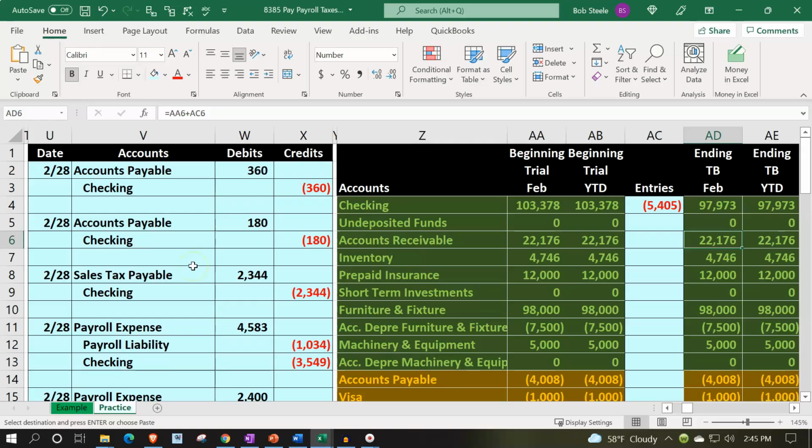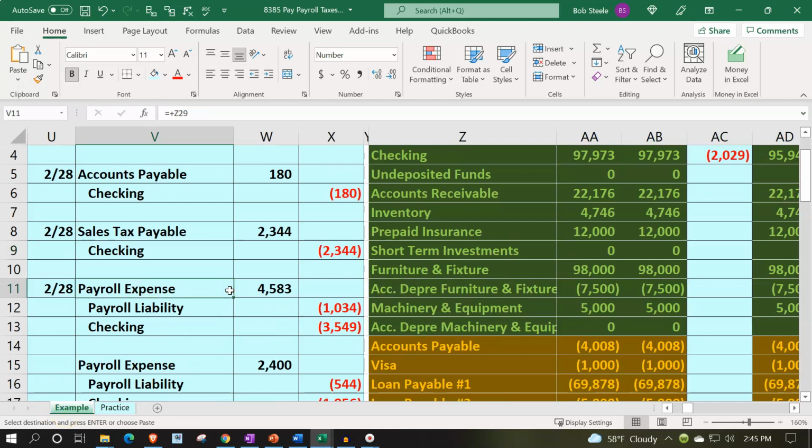Here we are in our Excel worksheet. In prior presentations, we put together the Excel worksheet from a blank sheet, and now we're continuing to enter transactions into it. If you have access to it, there are two tabs down below, an example tab and a practice tab. The practice tab starts where we left off last time, and the example tab is in essence an answer key. Let's take a look at it now.